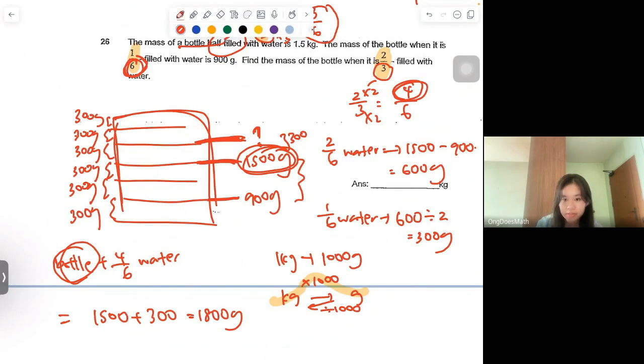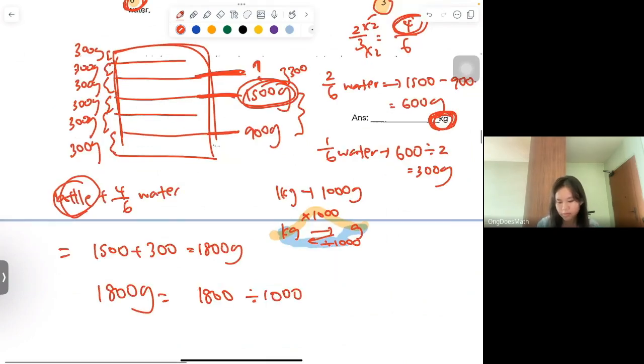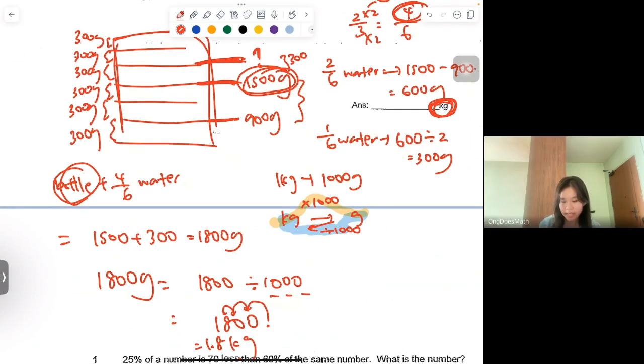Okay, but the question wants it in kg. So look at the units. What's 1800 grams in kg? This time we'll use the reverse direction. From gram to kg, we have to divide by 1000. So 1800 divided by 1000. To divide by 1000, we'll move the decimal point to the left 3 times because there are 3 zeros. And that will give us 1.8 kg. And the answer is 1.8 kg.